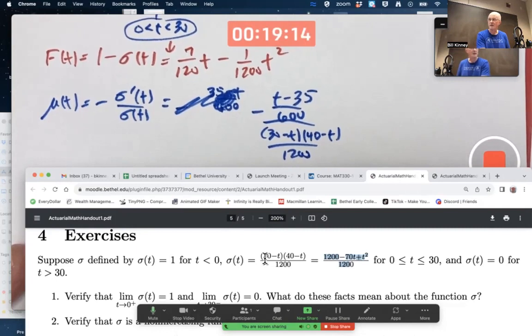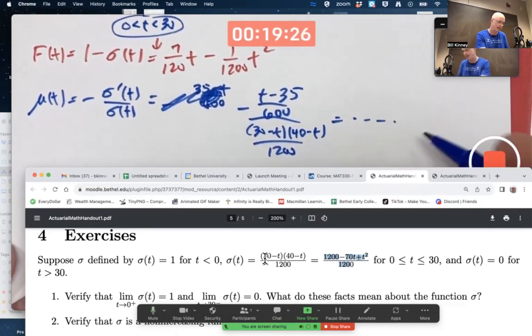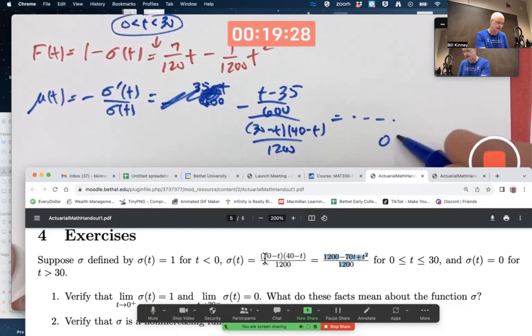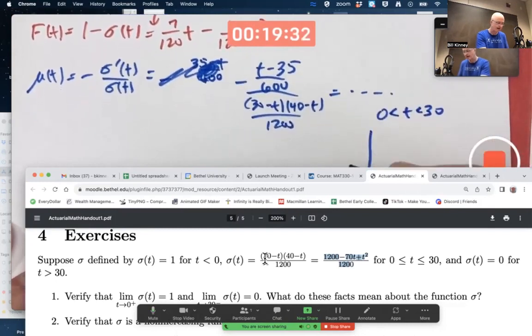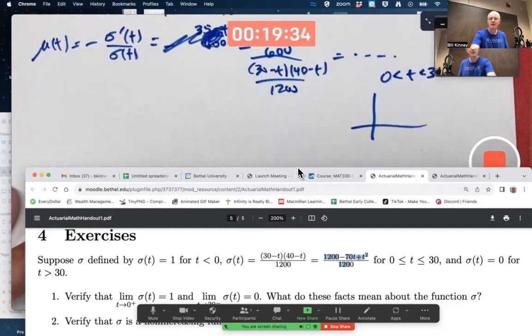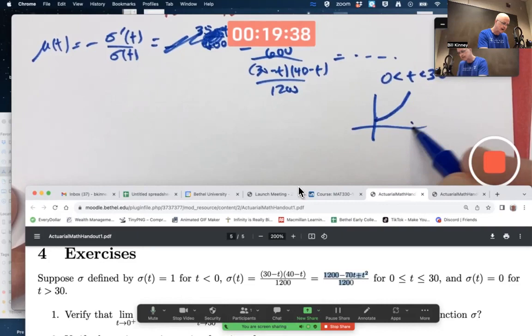What domain would be of interest here? I'll let you simplify that. 0 to 30. And actually, this function is undefined at 30. It actually has a vertical asymptote there. This when t is between 0 and 30. It turns out if you graph this function, it's got a vertical asymptote at 30. It looks about like this.